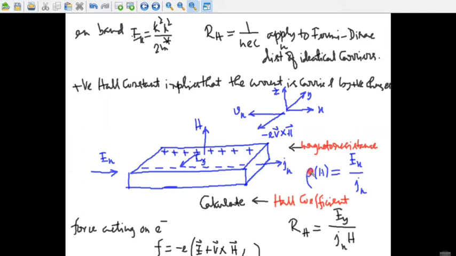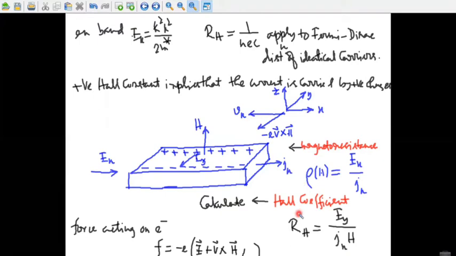The other is the size of the transverse field Ey. Since it balances the Lorentz force, one might expect it to be proportional both to the applied field H and to the current along the wire Jx. So one defines a quantity known as the Hall coefficient, RH equals Ey upon JxH. Note that since the Hall field is in the negative y direction, RH should be negative.